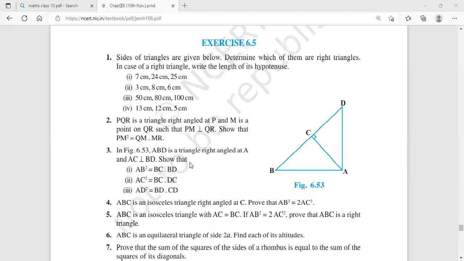The second question: PQR is a triangle right angled at P. M is a point on QR such that PM is perpendicular to QR. Show that PM square is equal to QM into MR. Now let's do this.